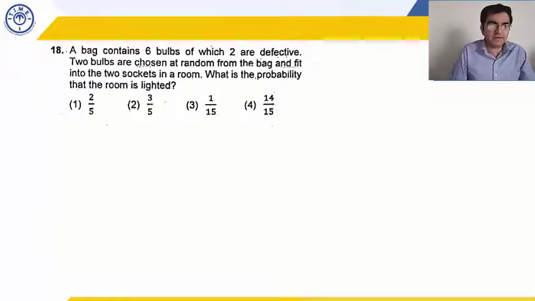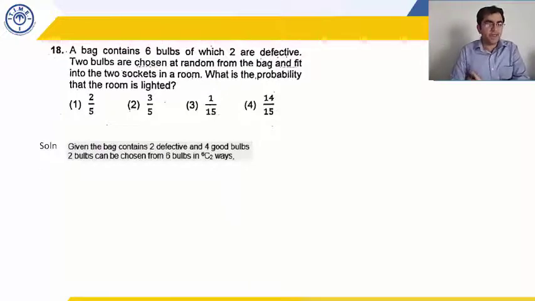What is the probability that the room is lighted? So can I write this as 1 minus probability that both are defective. I need to find out these 3 cases and add the probabilities. Either this case will happen, or this case will happen, or this case will happen. And what you can do is you can write it as total minus both are defective. So 1 minus both selected bulbs are defective. So we want to find out what is the probability that both bulbs are defective.